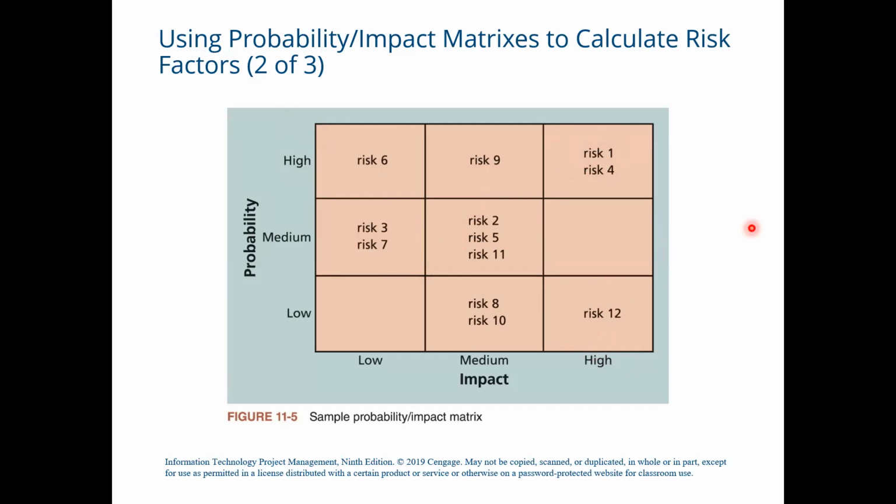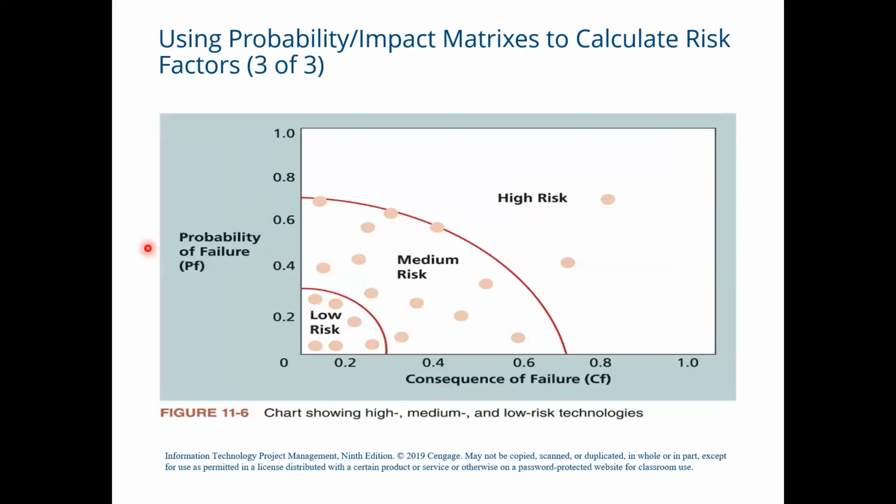This diagram shows the chart showing high, medium, and low risk technology. This is the figure from your book. It provides an example of how risk factors were used to graph the probability of failure and consequence of failure in a research study on some proposed technology for designing more reliable aircraft. So you can see the figure classifies the potential technologies, like these dots on the chart, as high, medium, or low risk areas based on the probability of failure and consequence of failure.